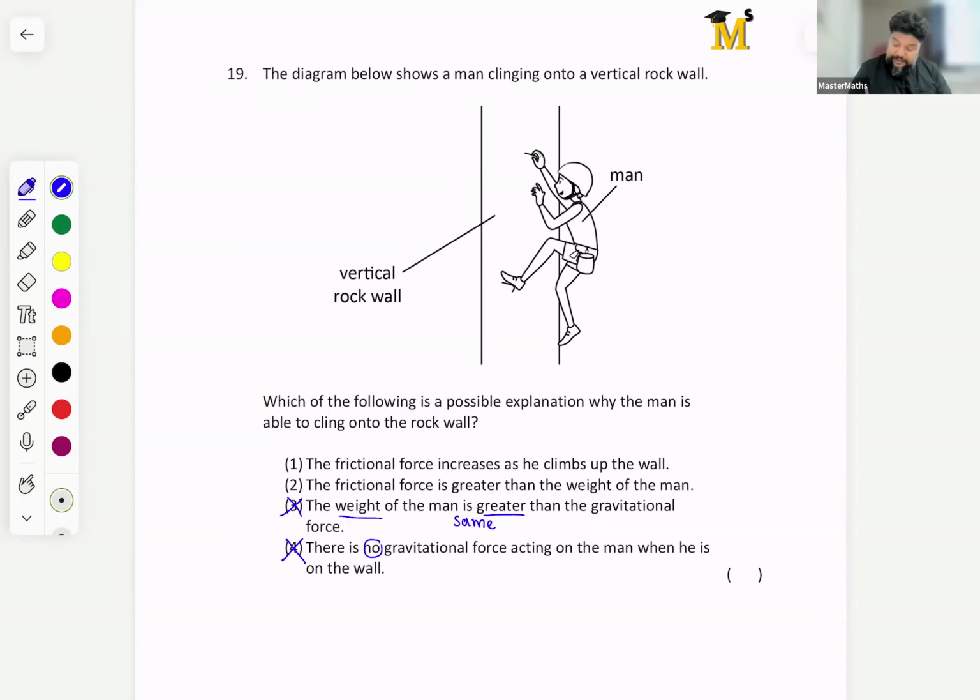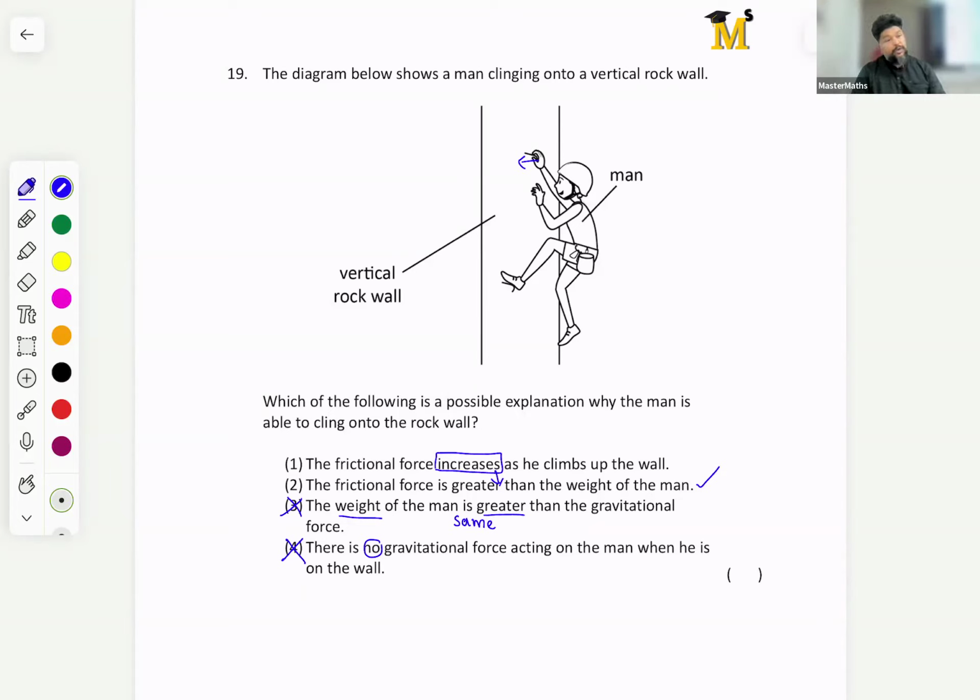Okay. Is frictional force greater than the weight of the man? Yes. Because what is pulling him down? Weight of the man is pulling him down. Friction is helping him to stay up. Number 1, frictional force increases as he climbs up the wall. Is that true, Santosh?